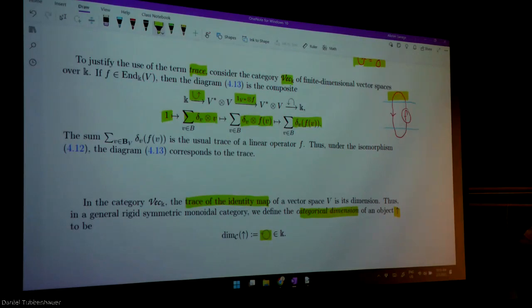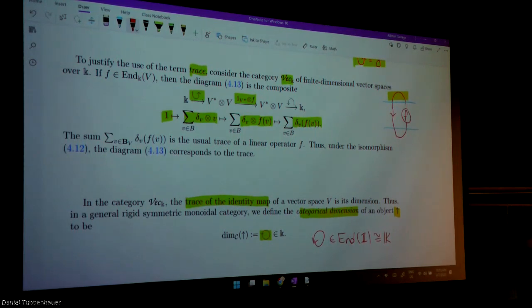And that bubble is an element in the ground field. I mean, technically speaking, this is an endomorphism in our category of the unit object, but we identified that with the ground field. So we think of it as a scalar. But note it can be anything in the field.